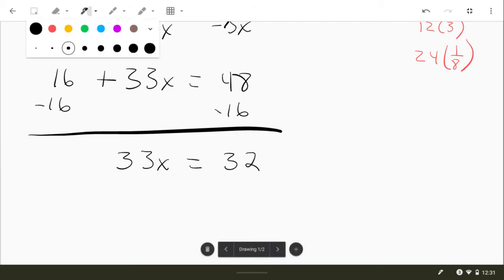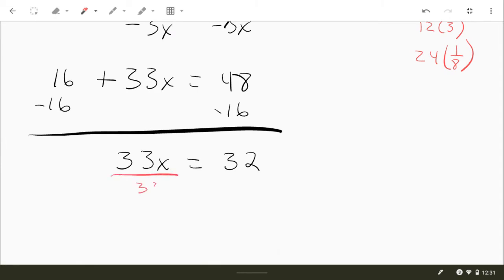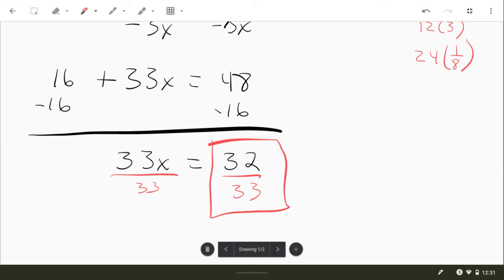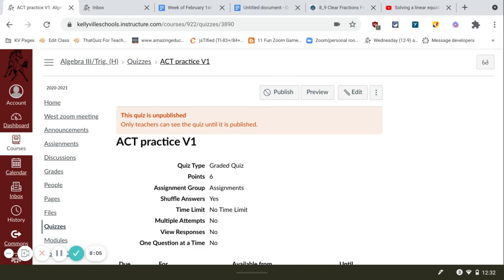And then our last step is to divide by 33. So divide by 33. And this is going to be our answer. 32 divided by 33. Of course, you'd want to check and see if that simplifies. But in this case, it does not simplify. All right, I'll do another example next.